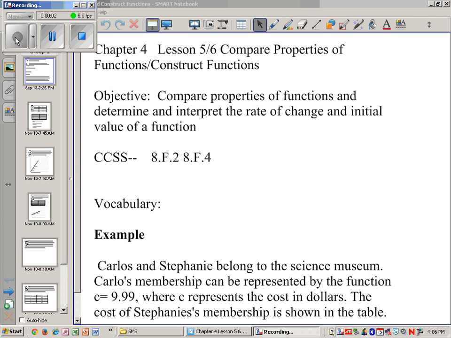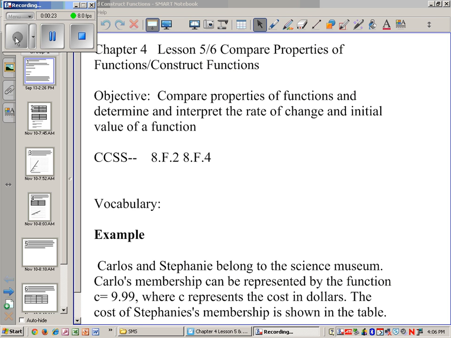Okay, welcome to chapter 4, lessons 5 and 6. We're going to combine these two lessons. They are comparing properties of functions and constructing functions. Our learning target or objectives for these lessons are comparing properties of functions and determining and interpreting the rate of change and initial value of a function.